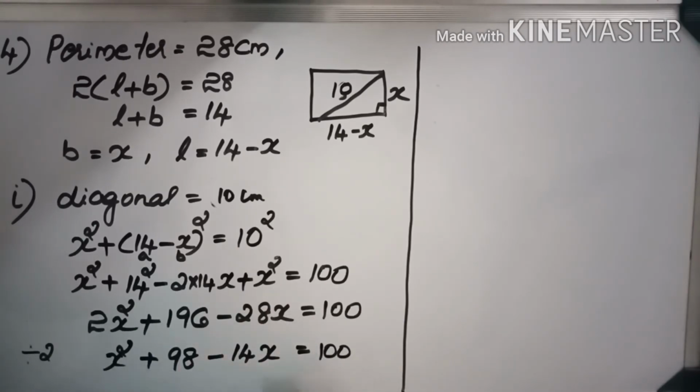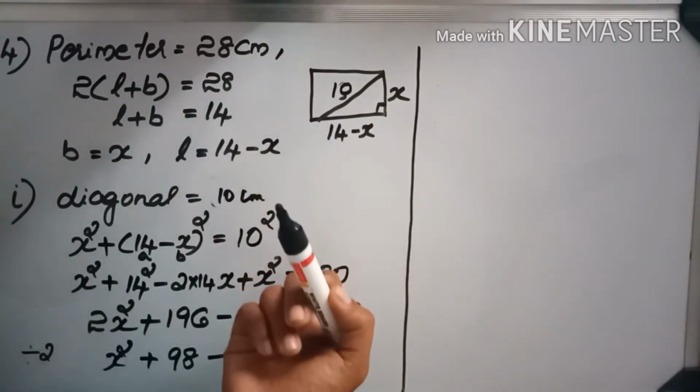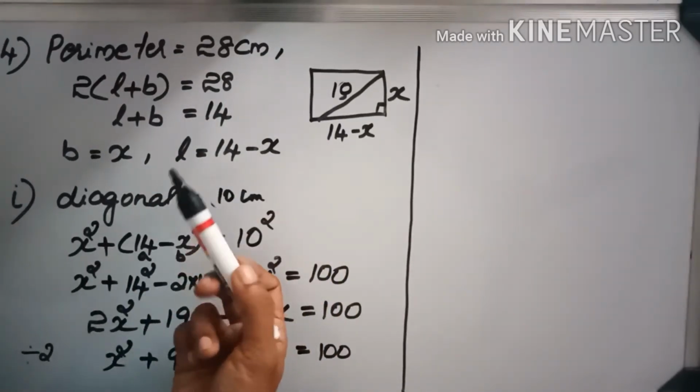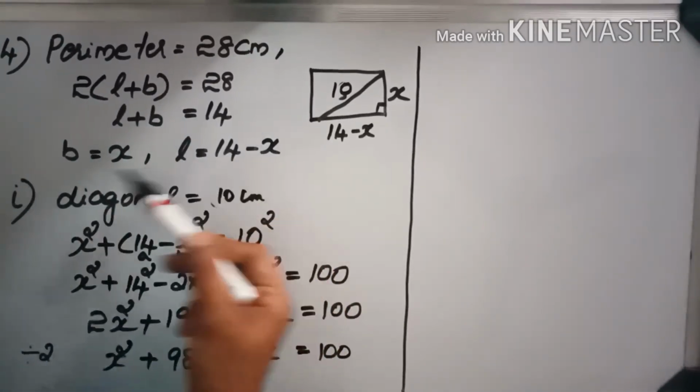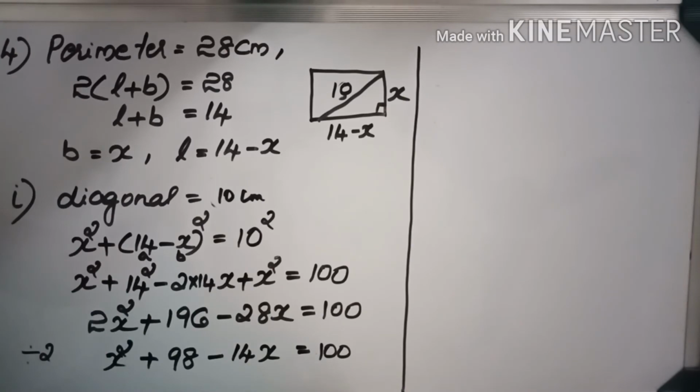Okay, now in this step, let's change the position. The 100 we have to convert to this side. All the remainings are the same because we are considering the perimeter as the same. Perimeter 28 centimeter, length and breadth as x and 14 minus x. So all these steps are the same here.